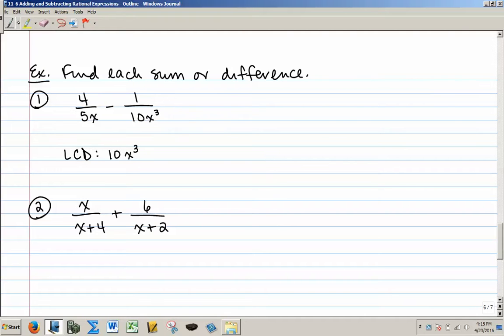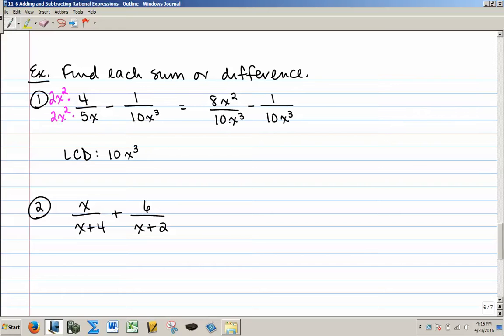Now I need to figure out what do I need to multiply my first fraction by to get 10x cubed. Well, the 5 needs to be multiplied by a 2, and the x needs to be multiplied by an x squared. So I'm going to multiply top and bottom by 2x squared. Because what I want to get is the same denominator here. I want my denominator of my first fraction to be a 10x cubed. So now when I do that, I'm going to have an 8x squared over 10x cubed minus 1 over 10x cubed.